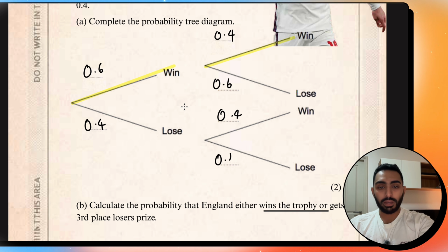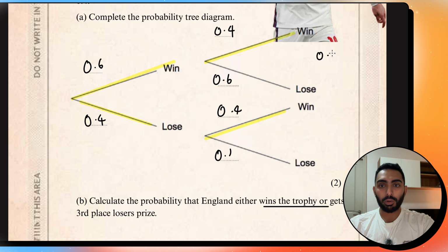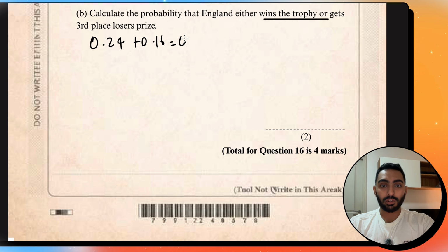And to get third place, we need to lose the first one, and then we need to win the second one. And if you're trying to find the probability of multiple events happening, we need to multiply these together, and then we're going to add up the two outcomes. 0.6 times 0.4 would be 0.24 for that one. And 0.4 times 0.4 would be 0.16. Just adding them together, 0.24 add 0.16, 24 add 16 would be 0.40 or just 0.4.